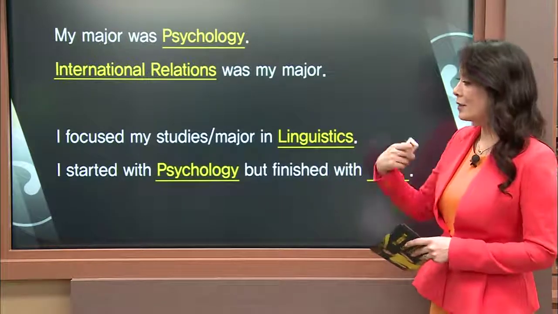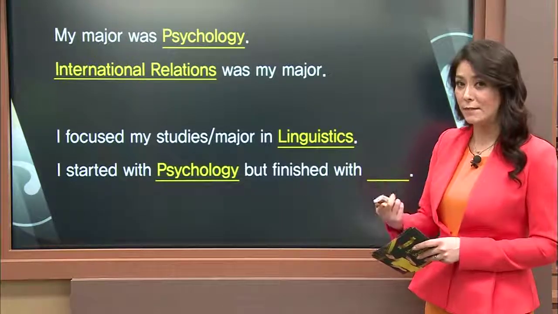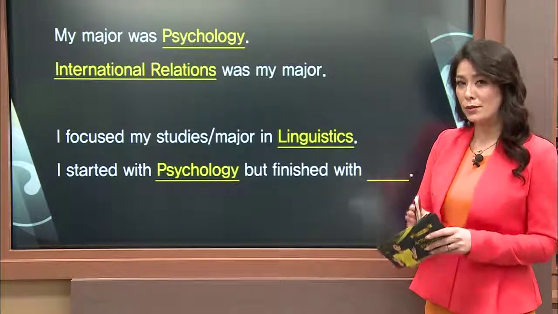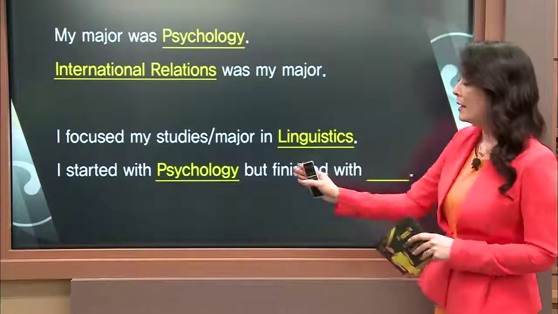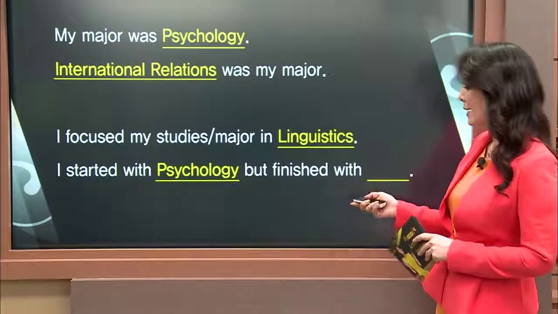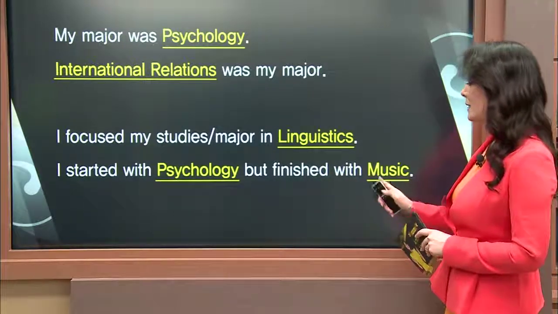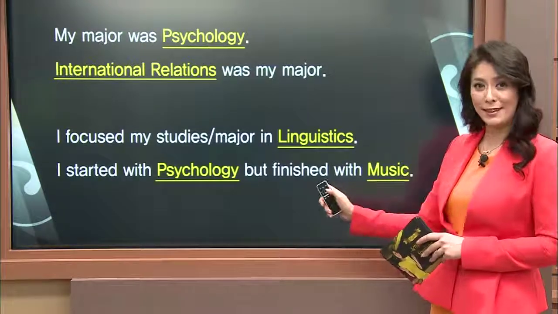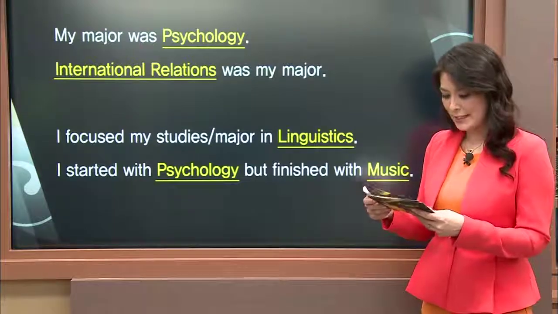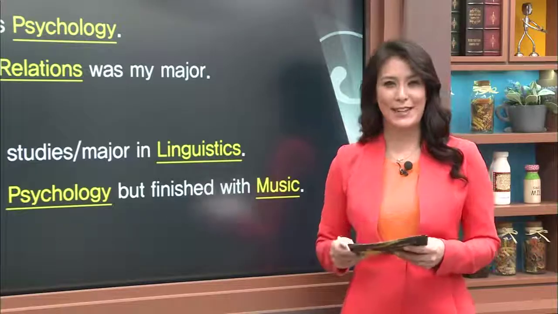And I started with dialogue에 나왔던 문장이죠. Okay, 비슷한 패턴인데요. 무엇으로 시작을 해서 다른 전공으로 바꿨다라고 하실 때 하면 돼요. I started with psychology, but finished with music. 자, 음악 전공을 해서 졸업을 했다. 음악 전공을 하면서 졸업을 했다라는 말 되겠죠. All right, and then let's go back to the conversation then.